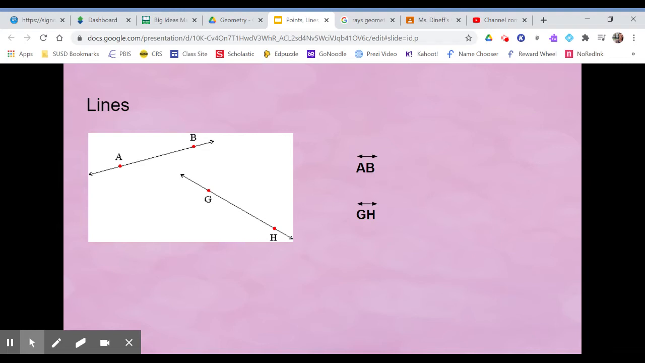When we're writing the letters down, we just write them alphabetically. A comes before B, G comes before H. So we include those points in the name of the line, and then we draw the little line with both arrows on top of it that identifies it as a line.